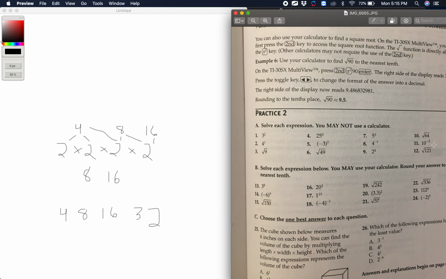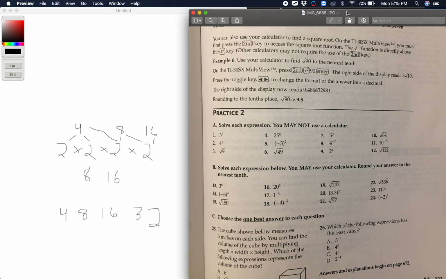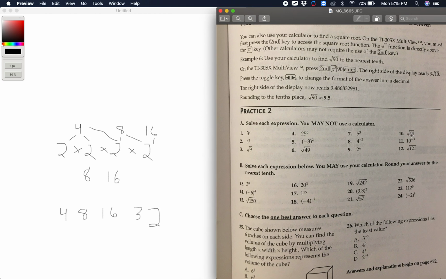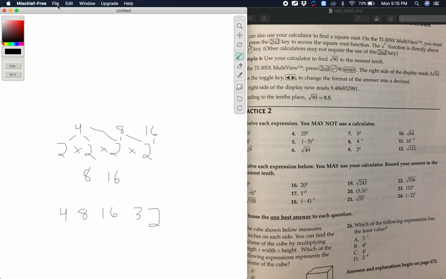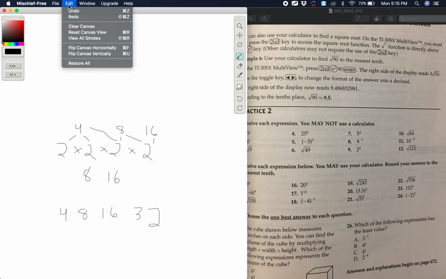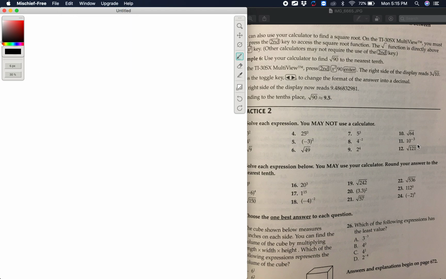Let's see, then we have another square root here. What is the square root of 64? Well, if you being smart people like I know you are, know your times tables, then you will know that the square root of 64 is 8 times 8. Okay, so 8 is the square root of 64.